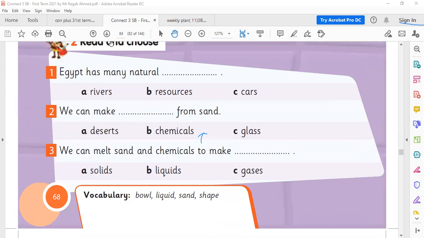Now we want to complete the blanks, fill in the blanks. Iyad Muhammad. Egypt has many rivers or resources or cars. Deserts. B. Deserts. It is resources. Resources. Repeat again, please. Resources. Repeat, everyone. Resources.